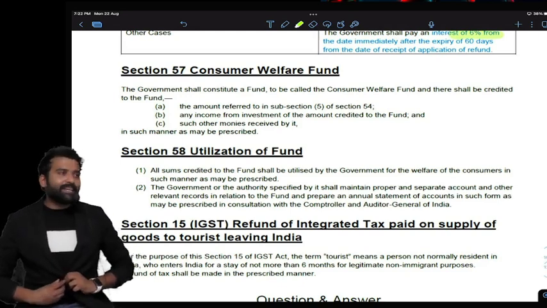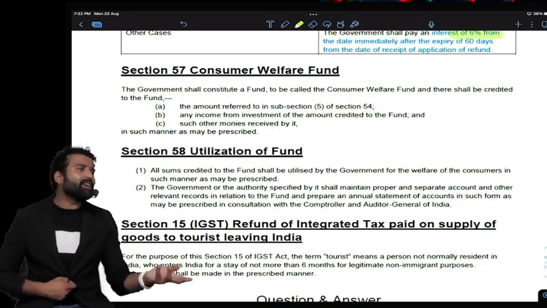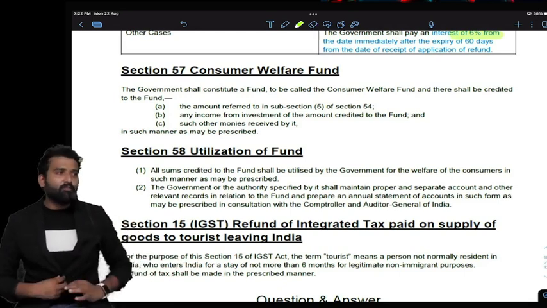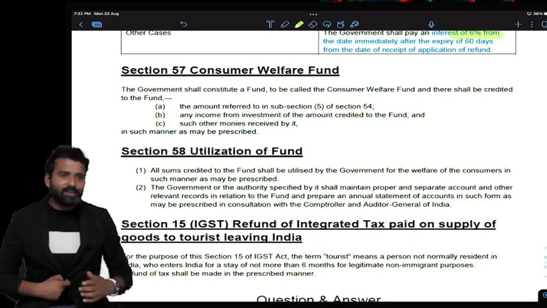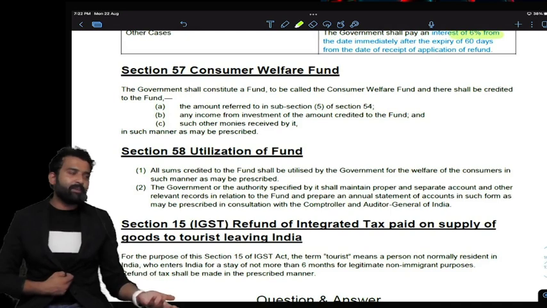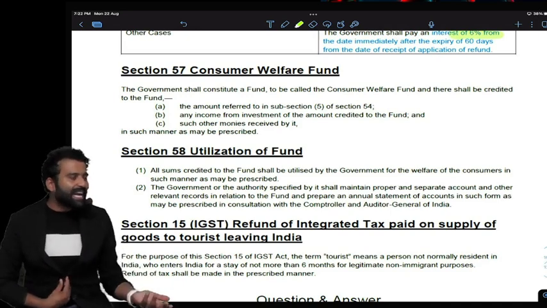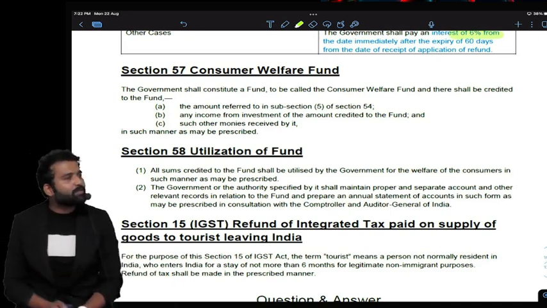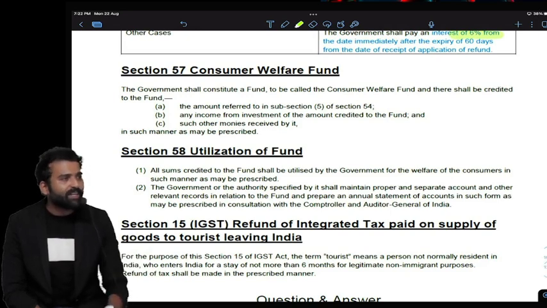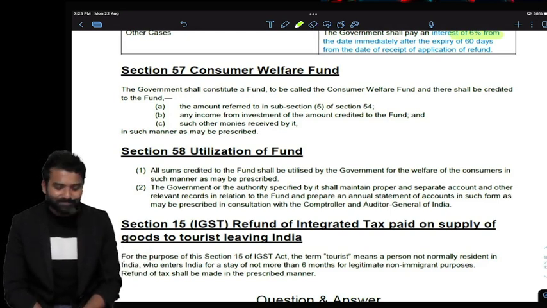Actually it will be after expiry of 2 years. Basically there is a time limit for me to claim refund within 2 years. So after expiry of 2 years the claim remains unclaimed. So in that case that will be transferred to consumer welfare fund after expiry of the period of limitation. Okay.